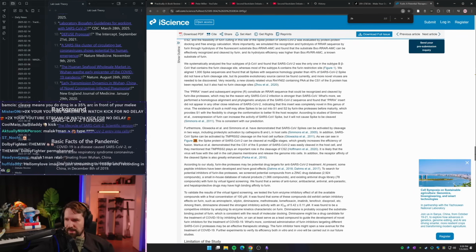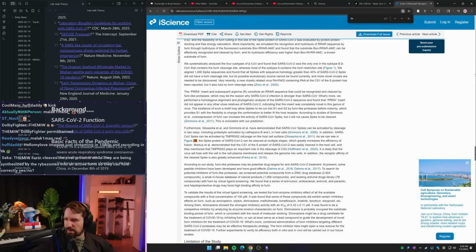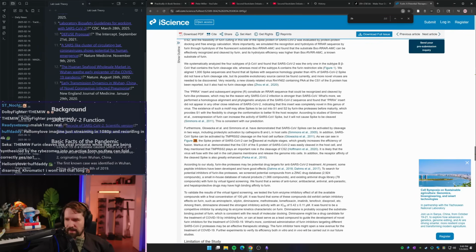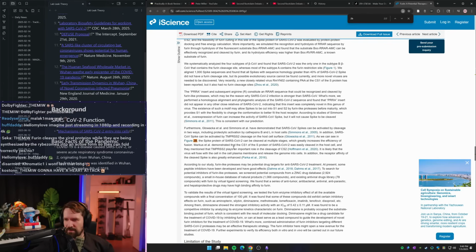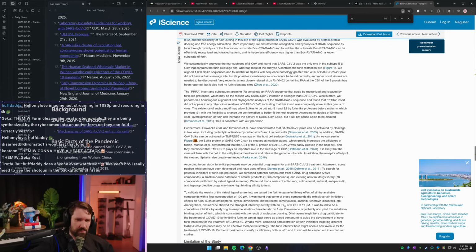They demonstrated that the CS1 of the S protein of SARS-CoV was easily cleaved in the host cell, and they mentioned the TMPRSS2 cleavage of CS2. It is likely that the virus will fuse with the cell at the plasma membrane and release the genome into the cells. In addition, the receptor affinity of the cleaved spike is also greatly enhanced.